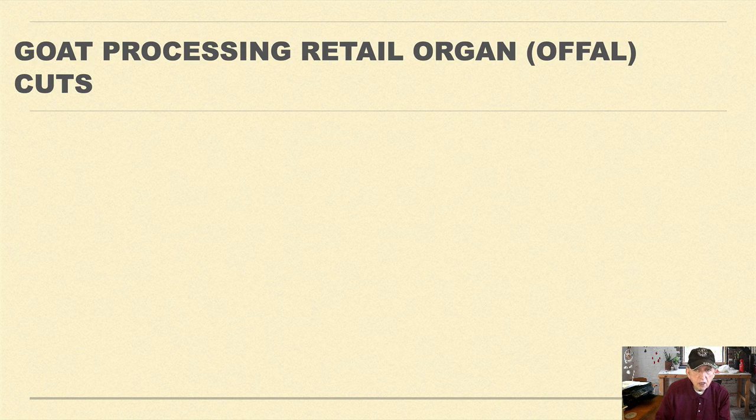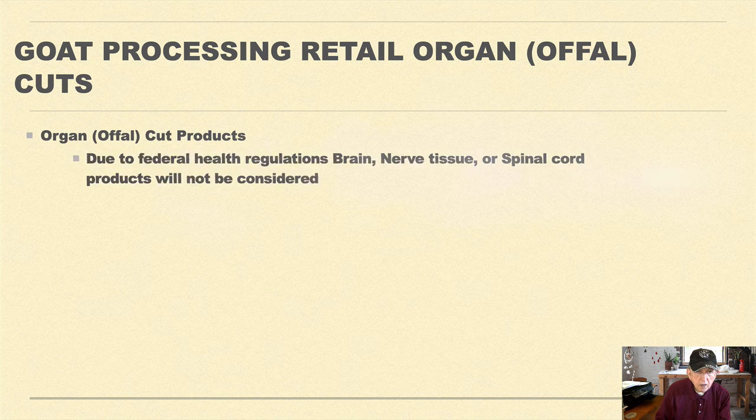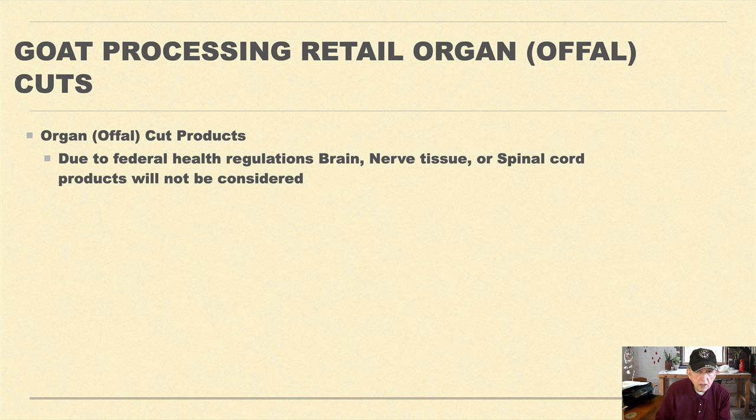Goat processing retail organ offal cuts are: due to federal health regulations, brain, nerve tissue, and spinal cord products will not be considered in this list. Liver, heart.